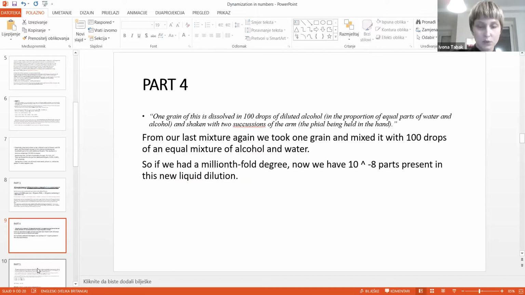In the fourth part, he takes 1 grain of this again and dissolves it in 100 drops of diluted alcohol. Because again, we're diluting it again. So 1 grain with 100 drops, it's 100 times more diluted. So whereas before it was a 1,000,000-fold potency, 10 to the exponent of -6, now, when we want to know how much arsenic this mixture has, it actually has 10 to the -8 exponent because we've diluted it even further.